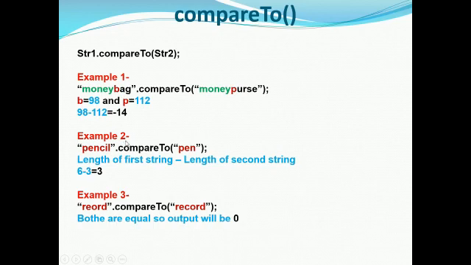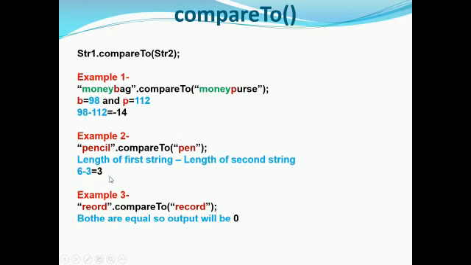Example 2: pencil compareTo pen. In this we will compare the lengths. First we take the length of the first string, pencil, then the length of the second string, pen. The length of the first string is 1, 2, 3, 4, 5, 6, so 6 characters. In the second there are only 1, 2, 3 characters, so that is 3. 6 minus 3 is equal to 3.